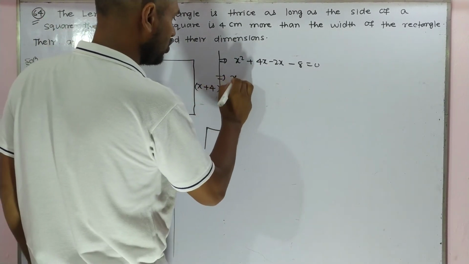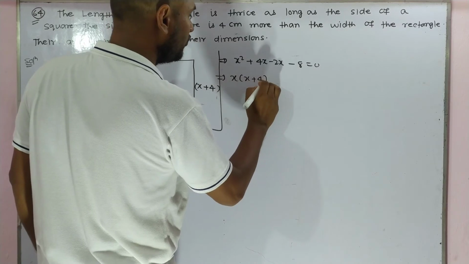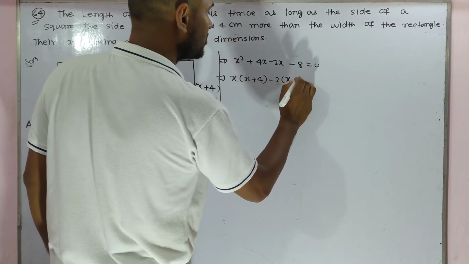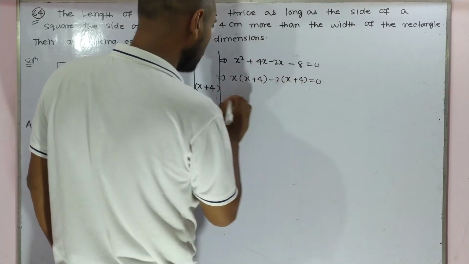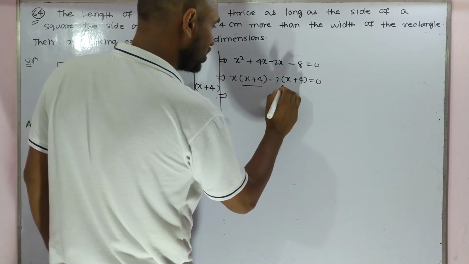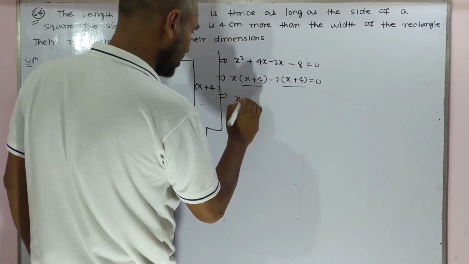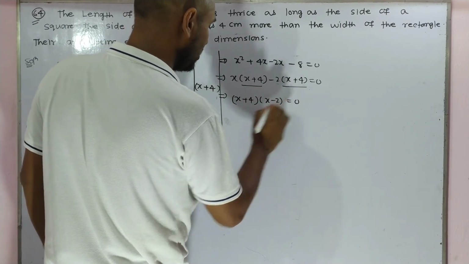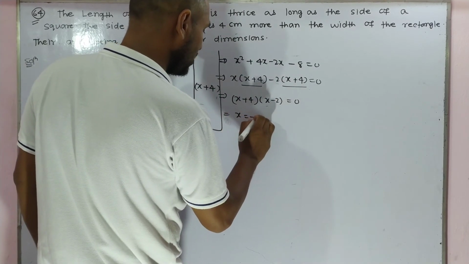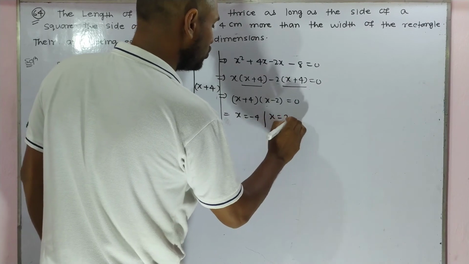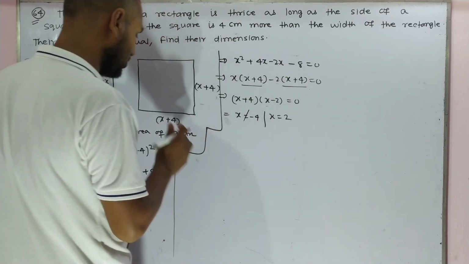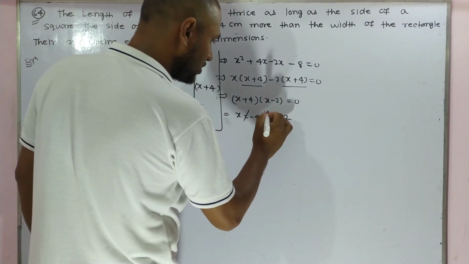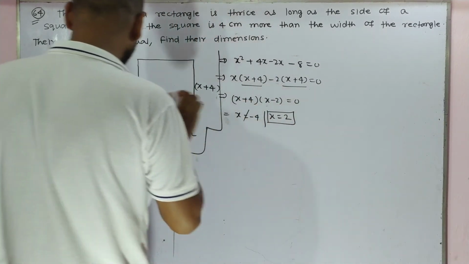If you take x as common, you get x plus 4, and minus 2 as common, x plus 4, equal to 0. Since x plus 4 is present in both terms, we take x plus 4 as common, and x minus 2 is the remaining portion. So x equal to minus 4 and x equal to 2. We know x cannot be negative because x is a length, so x equal to 2 is our answer.